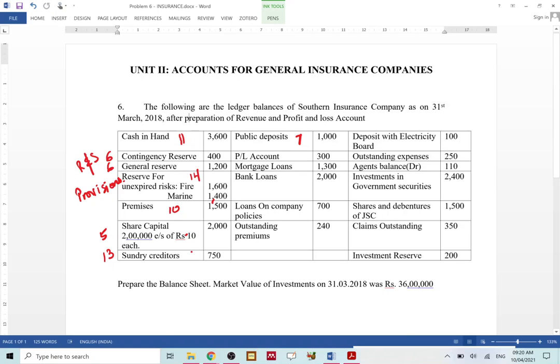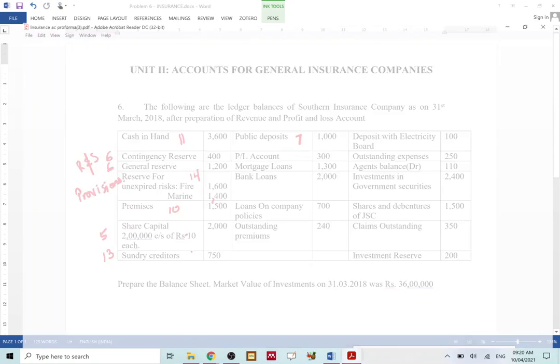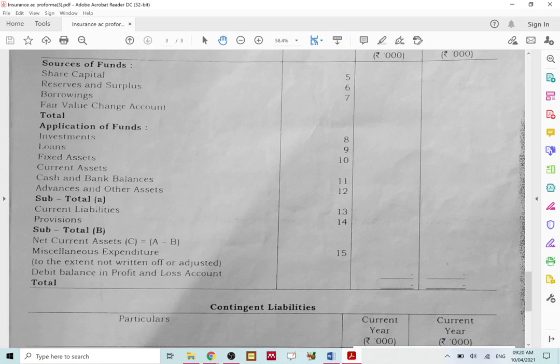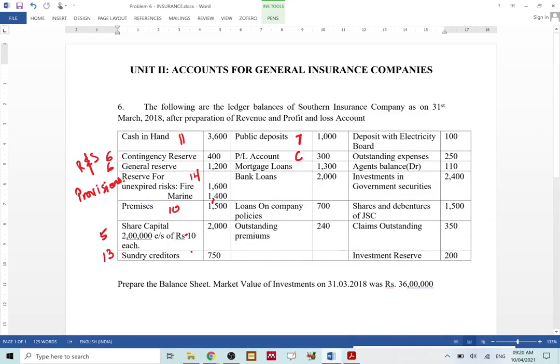Schedule 7, borrowings. P&L account is the balance of the profit and loss that has been brought down to the balance sheet. Now whatever balance of the profit and loss account is left, it will be put under reserves and surpluses, right? Always we carry forward retained profits to the reserves and surplus, so it will be Schedule 6. Correct? Yes.